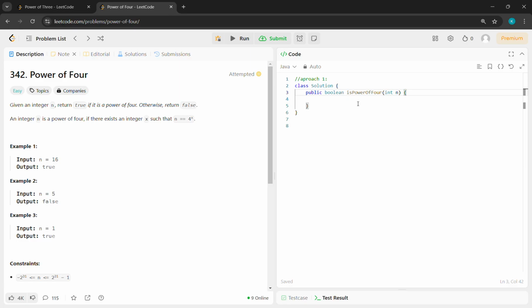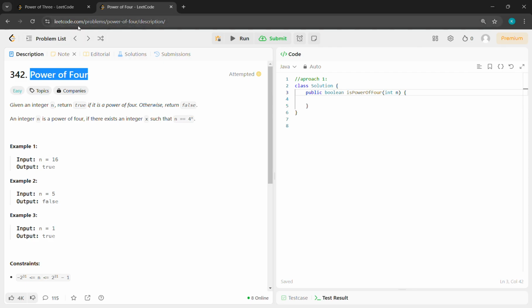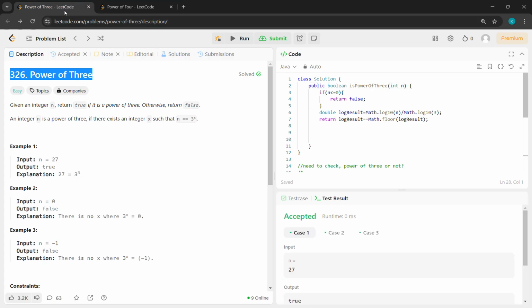Hi everyone. So we are back with another question, that is power of 4, question number 342. And we have discussed a pretty similar question in our previous video. So you can definitely go back and check it out. So the previous question was power of 3.